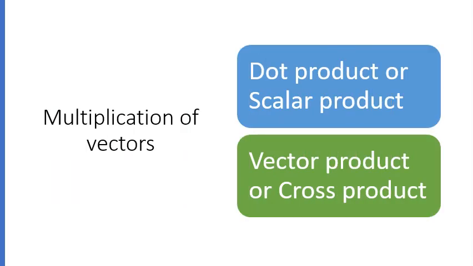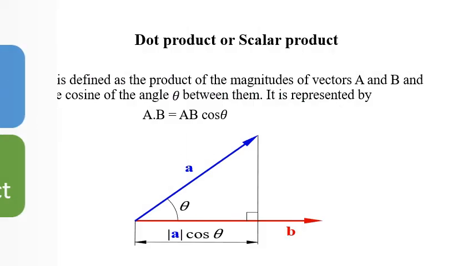Students, we have two types of multiplication of vectors. One is dot product or scalar product. The second one is vector product or cross product. Right. So first we'll see what is dot product or scalar product. So what is the definition? Look at the definition now.